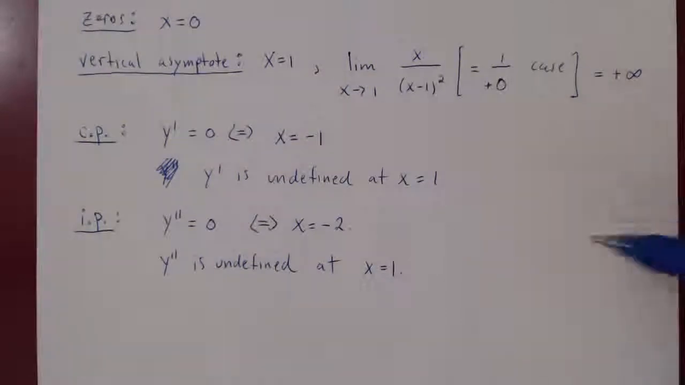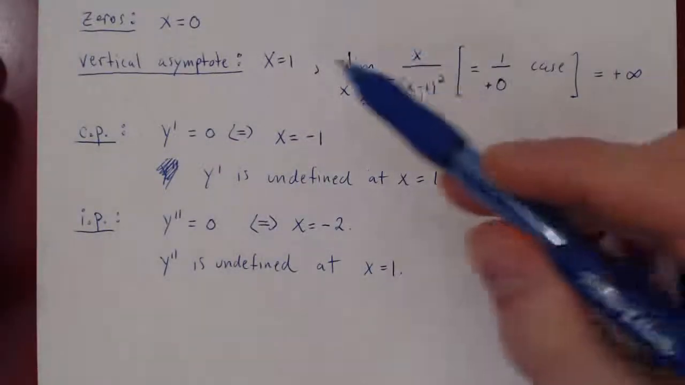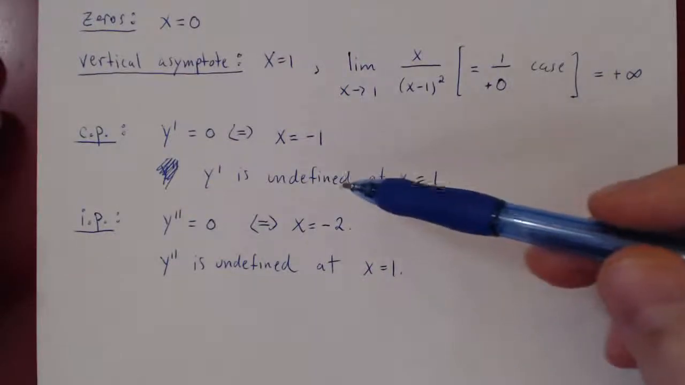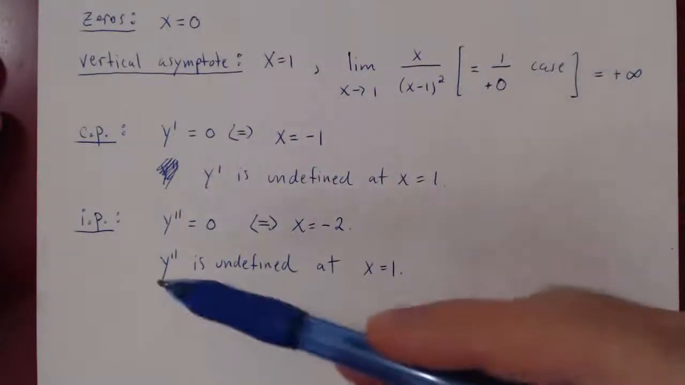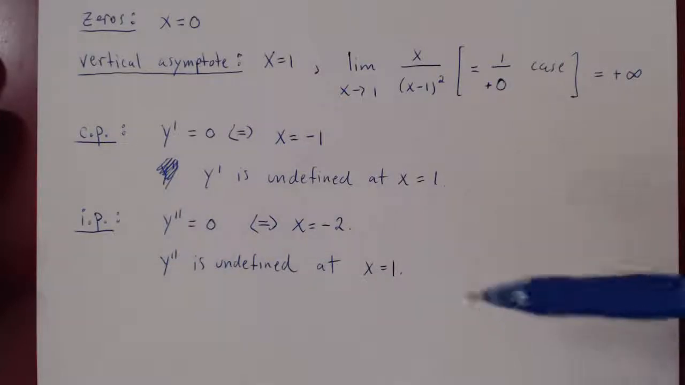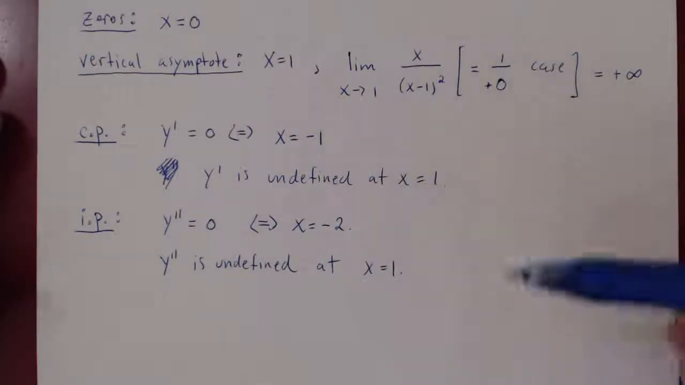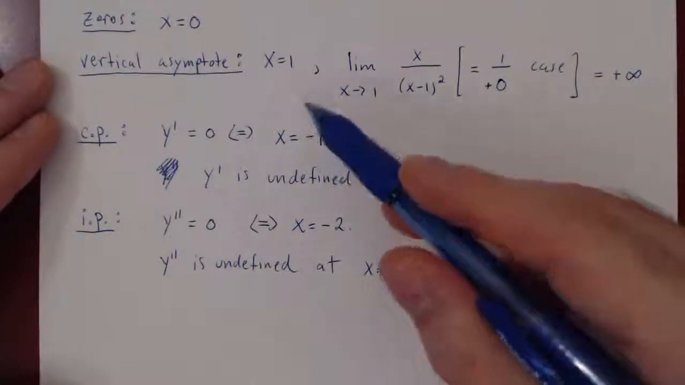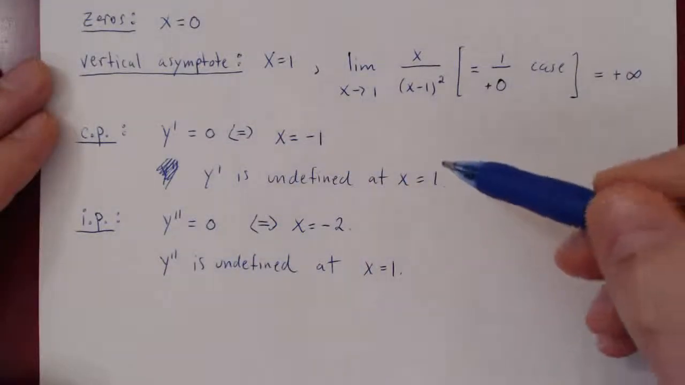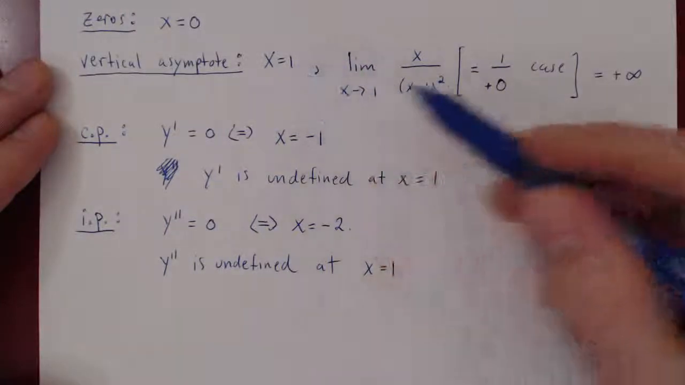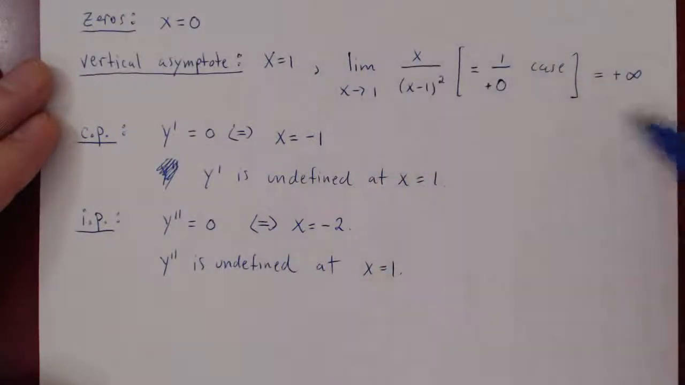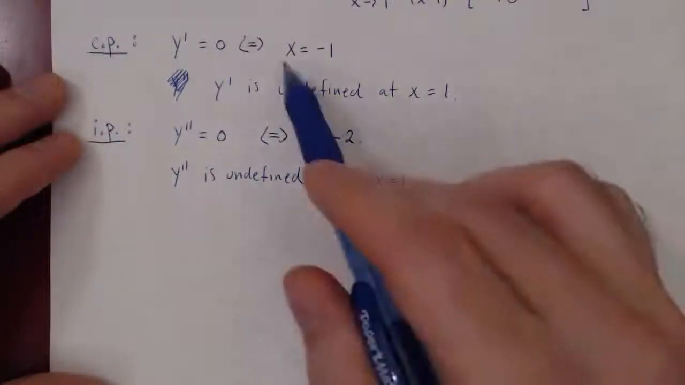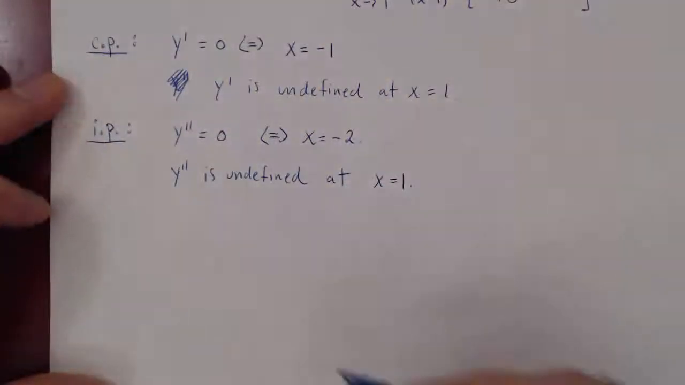But once again, this should not be surprising because we already knew that we had a vertical asymptote at x equals 1. So not only the first derivative blows up at x equals 1, but the second derivative blows up as well. So this is not, again, a coincidence. Well, the only critical point to classify is x equals negative 1, because we know that at x equals 1, we have a vertical asymptote. And we know exactly what's happening around x equals 1. So let's classify now x equals negative 1.